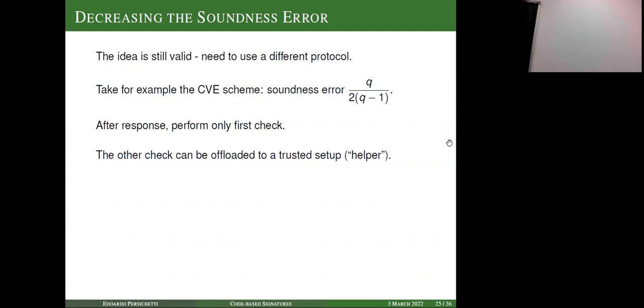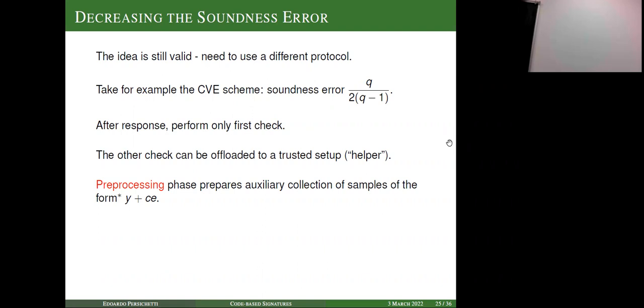This is fictitious, but the idea is that you can pre-process, right? You can collect samples of this form ahead of time, and then when you receive the response, you just check that what you received was one of the ones that were pre-processed. So the verification now depends essentially directly on the challenge, and now the soundness is 1/q. So it's a much bigger soundness.